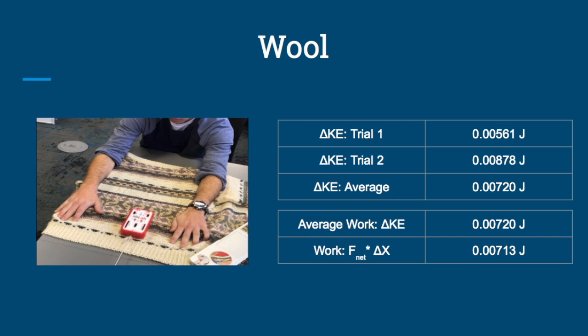Wool was using the same calculations as the other two, and we found that the work is 0.0072 joules by the change in kinetic energy equation and 0.0713 by using the Fnet times delta x equation. Again, they are close enough to confirm each other.